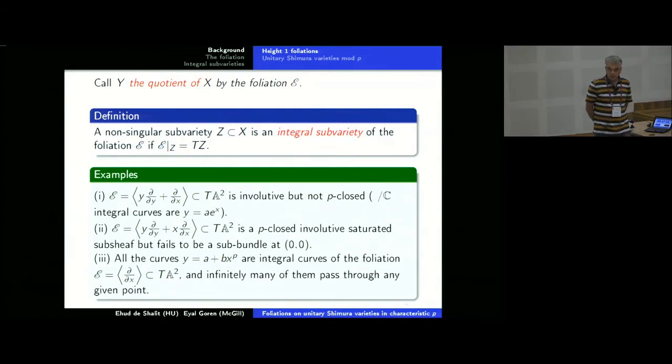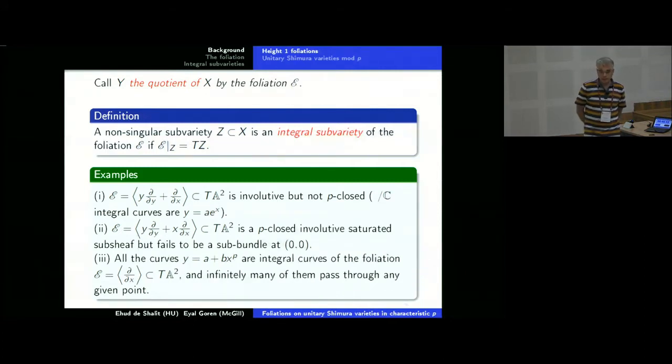If you take y ∂/∂y plus x ∂/∂x, it is both involutive and p-closed. However, it fails to be a subbundle at (0, 0). Okay? It's a subsheaf. It is a saturated subsheaf, but it fails to be a subbundle at (0, 0). And as a result, if you do this construction, you take Y to be the Spec of the kernel of this foliation, it will have a singularity at (0, 0).